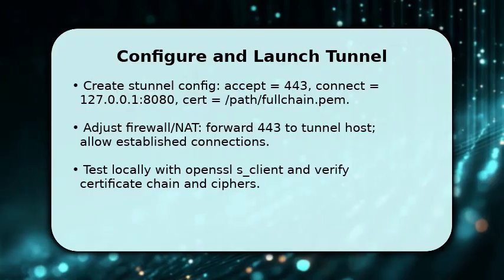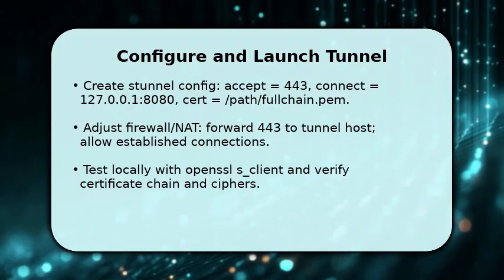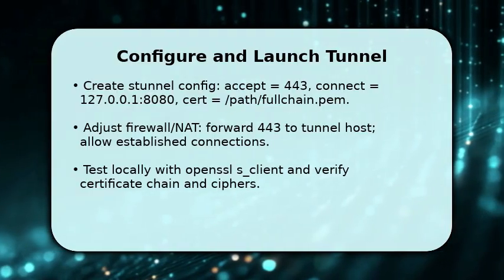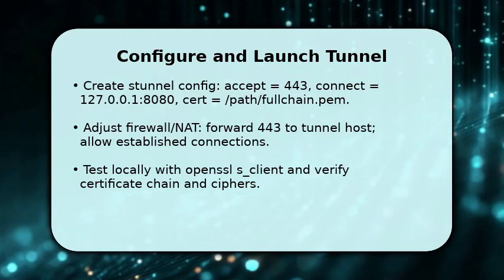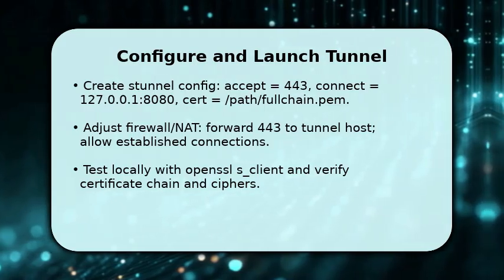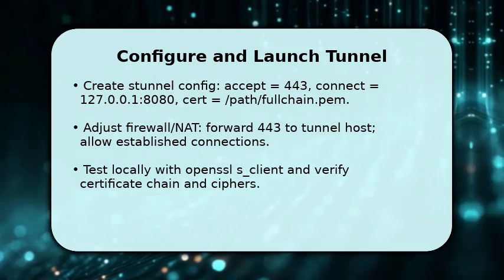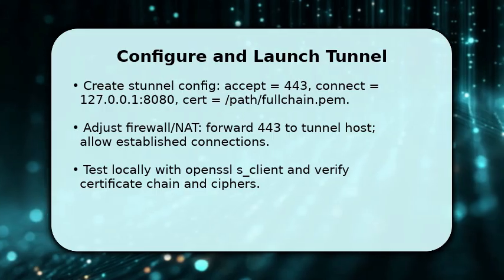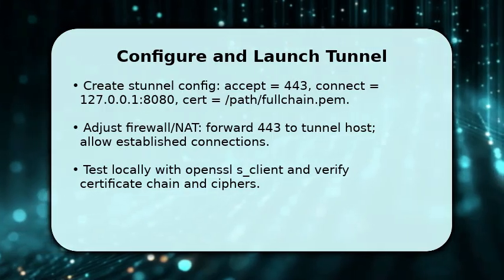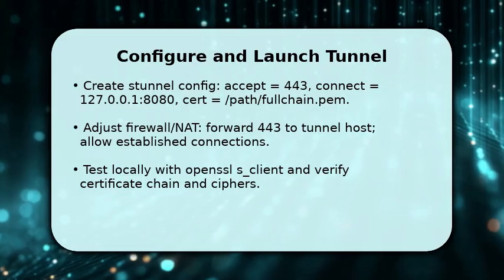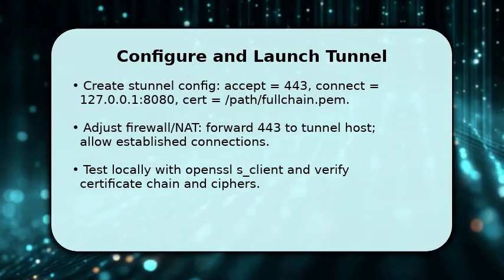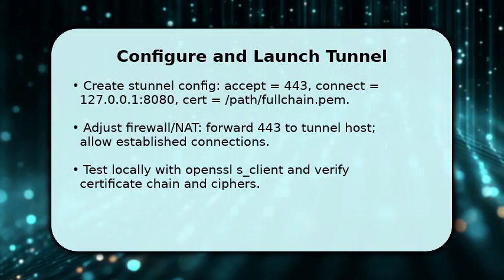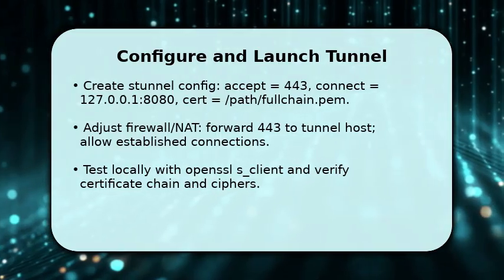Now configure the tunnel service and start it. Edit Tunnel or Socket settings to accept on the chosen port and connect to the backend service. Specify the cert and key paths. Make sure your firewall or NAT rules forward incoming TLS traffic to the tunnel host and permit established connections. Once running, test with OpenSSL client to confirm the certificate chain and cipher suite.